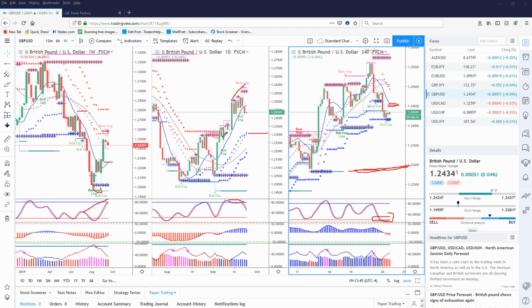And if you look, this coincides with this and with this number over here, okay? So you've got a lot of support in that one area there.